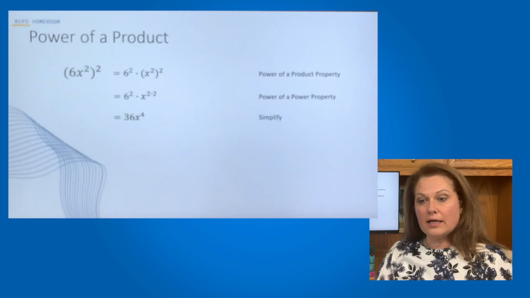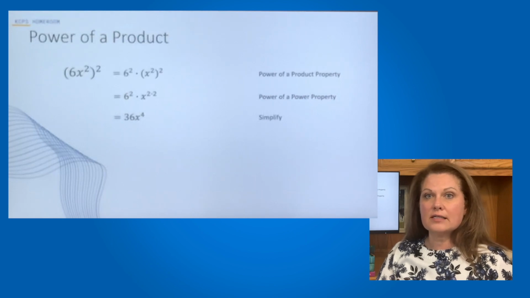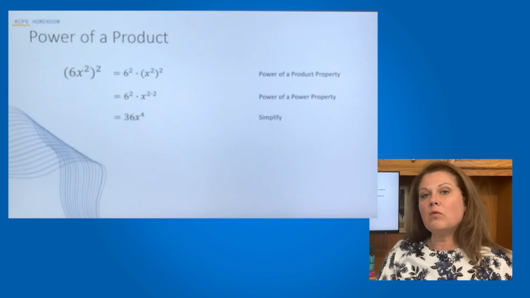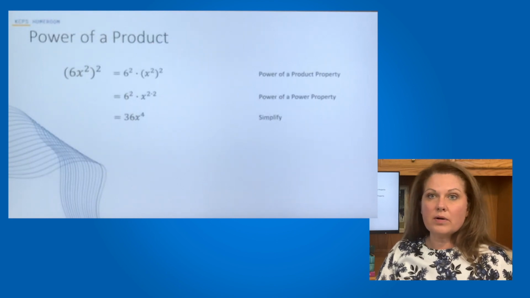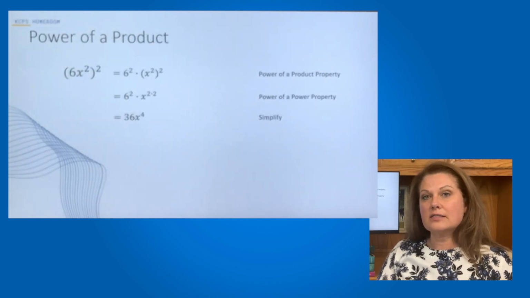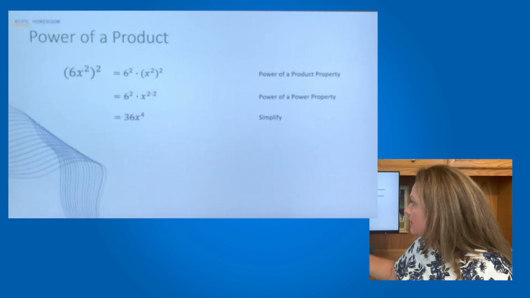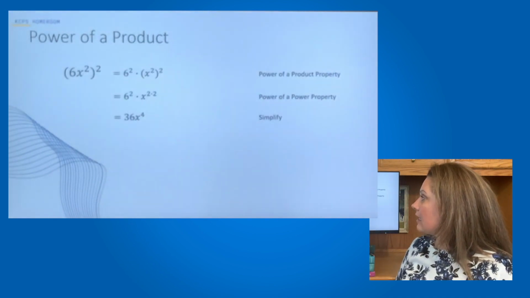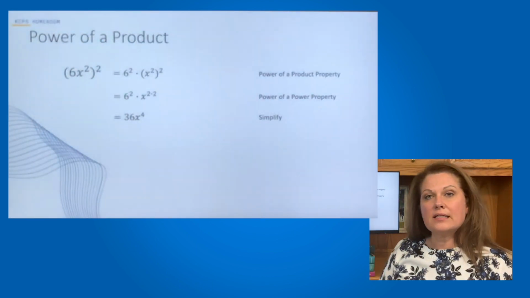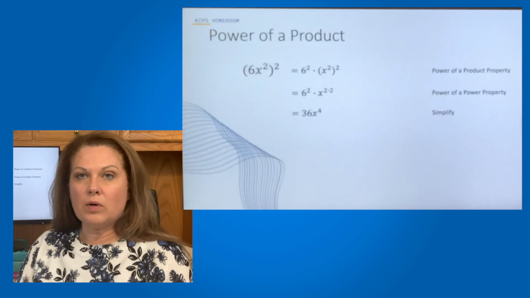Our next line would be our evaluation of our 6 to the 2nd power, and that would be 6 times 6. Now we're also going to do x to the 2nd times 2, so that would be x to the 4th. So our simplified answer for 6x to the 2nd power would be 36x to the 4th. We have time for one more practice problem.